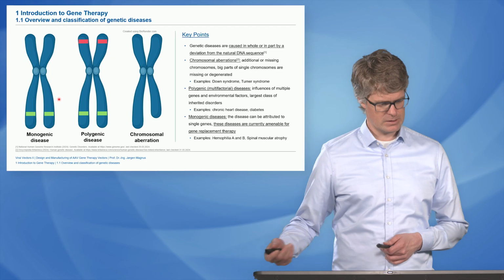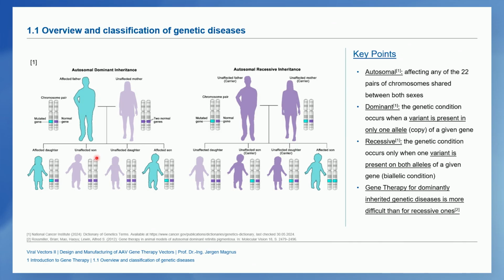So moving on to look a little bit more in detail on monogenic diseases and how they are inherited. Of course, monogenic diseases don't always have to be inherited. It can also be a de novo mutation, meaning that it happened just in the body of the patient, but that he didn't inherit it from his parents.